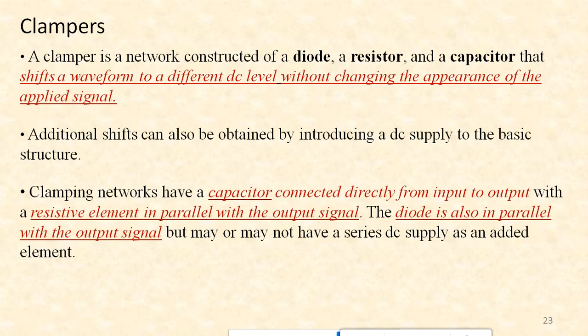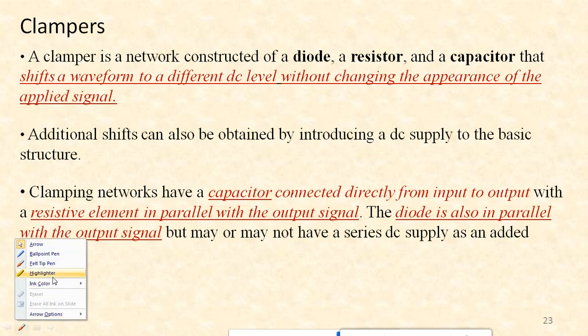In the previous classes we discussed clippers, series as well as parallel clippers. In today's class we will start with the clampers. Clampers are also networks that use diodes, especially to perform some specialized DC shifting operations. Let us go through the definition of a clamper first, and then we will consider some practical examples.